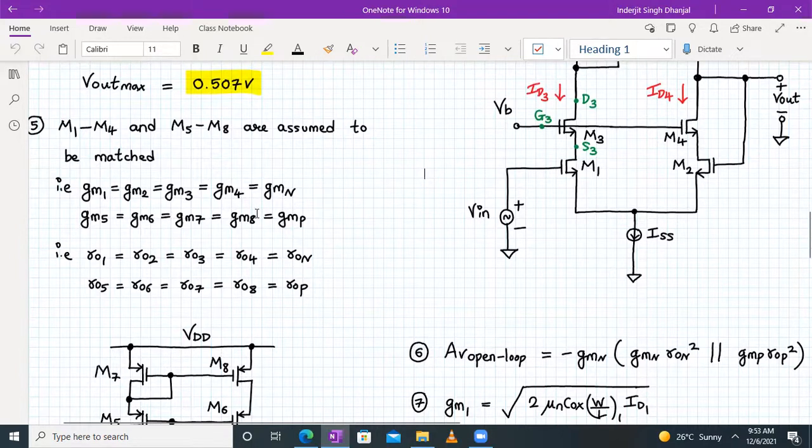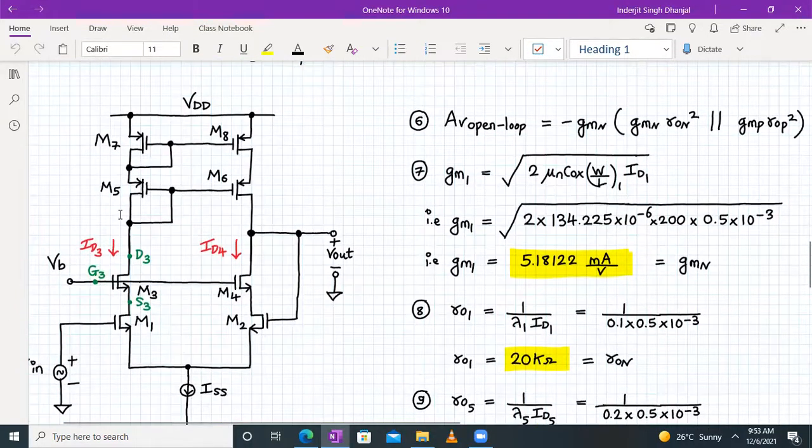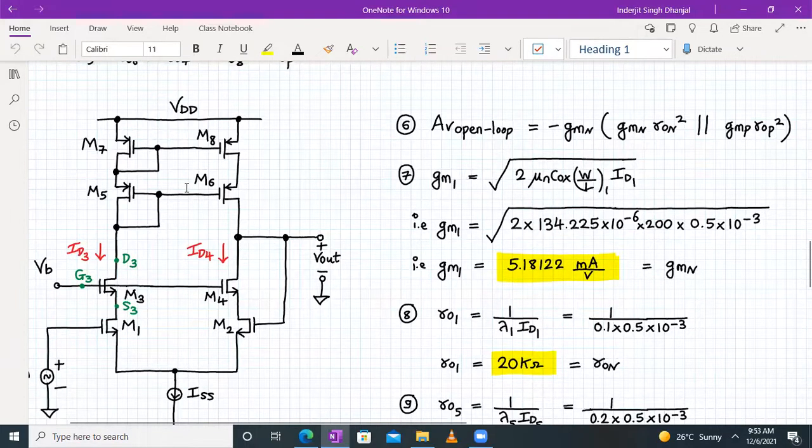Then GM5 to 8 are equal, and they are equal to GMP. Similarly, RO1 to RO4 is equal to RON, and RO5 to RO8 is equal to ROP. Now the open loop gain formula for a telescopic cascode op-amp is given by this. We have derived this in the last lecture. So this is given by minus GMN into GMN into RON square parallel to GMP into ROP square, right?